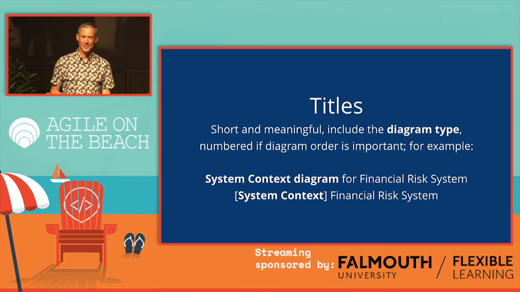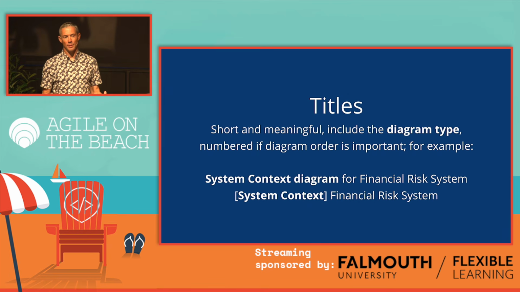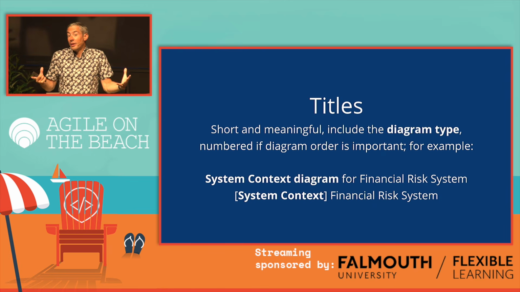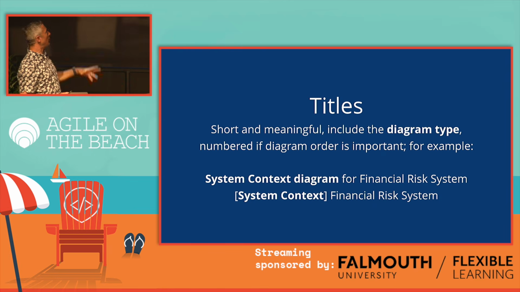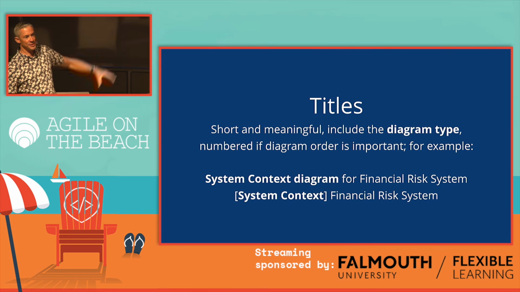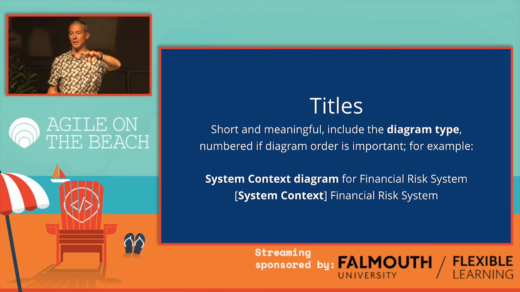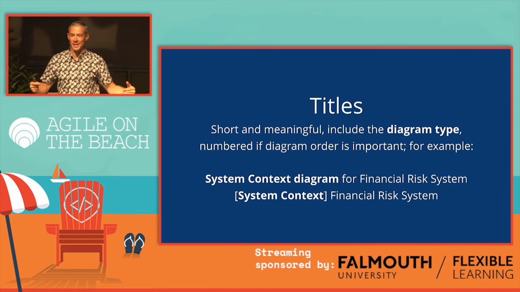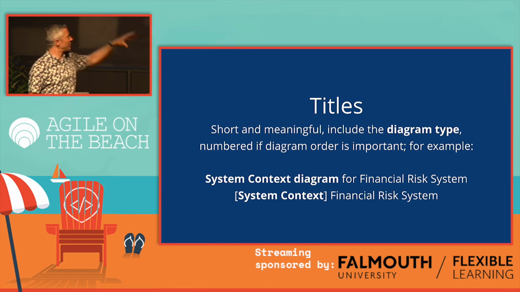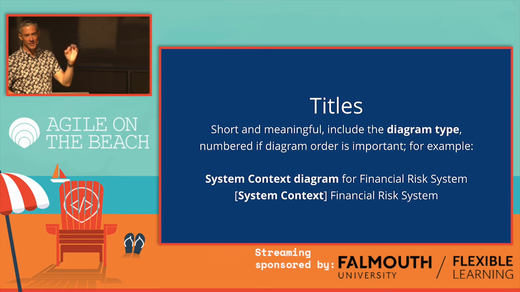Tip number 1, put titles on pictures. And I know this sounds super obvious, but when I run my workshops, 80% of diagrams first time round do not have a title. And you have no idea what you're looking at. So when I'm titling a diagram, I want to be very explicit about 2 things. What type of diagram is this, and what's the scope? So if I'm drawing a system context diagram for a financial risk system, I'll literally label it like that. So I'm very specific and very clear here.